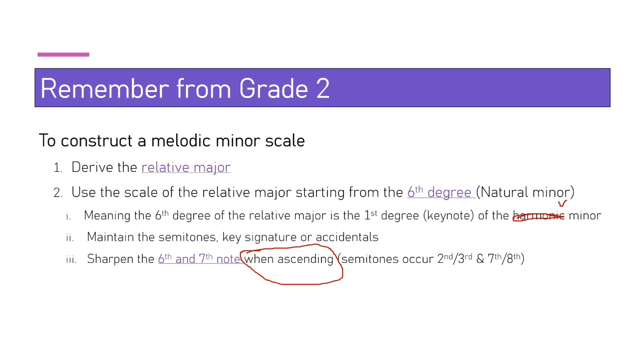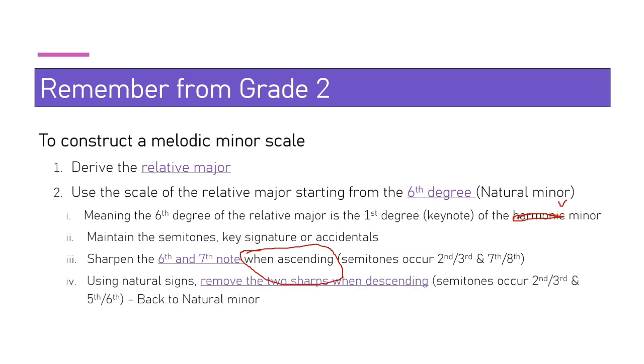It's not like the harmonic scale where the ascending is the same as the descending. So when you are descending, what do you do? When you are descending, remove the 2 sharps and go back to the natural minor. That's just it. Those 2 sharps on the 6th and 7th, you clean them off and you go back to the natural minor. You know the natural minor, this part. You go back to this part.